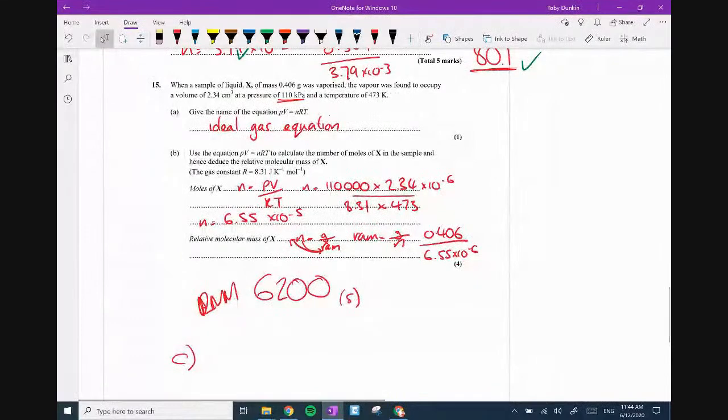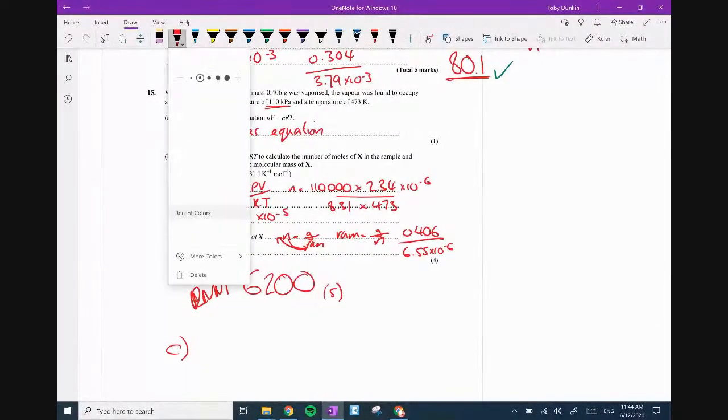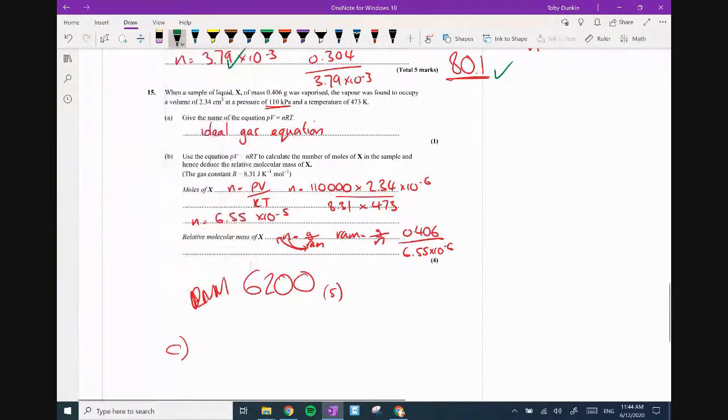Not that it matters. I'm going to give you the marks for it anyway. If you've got the same answer, I'm correct. It's good. 1 mark for that one. 4 marks. 1 mark for the rearrangement. 1 mark for the conversion there.